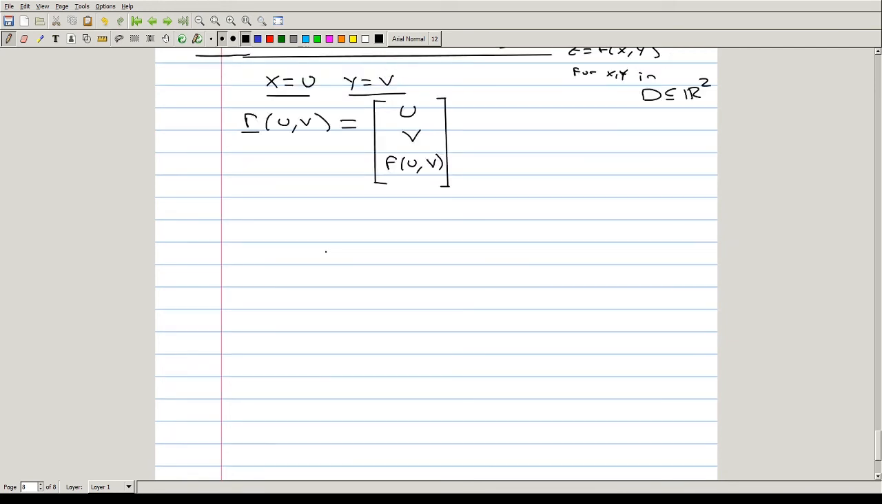Now, first things first, we need to calculate the normal vector for the surface integral here. So we're going to need the partial derivative of r with respect to u, which is going to be 1, 0, and the partial derivative of f with respect to u. And then the partial derivative of r with respect to v: the partial derivative of u with respect to v is 0, the partial derivative of v with respect to v is 1, and the partial derivative of f with respect to v is whatever the partial derivative of f is with respect to v.